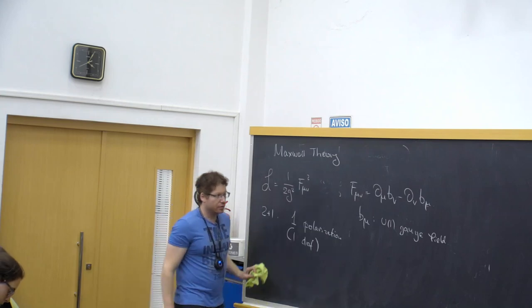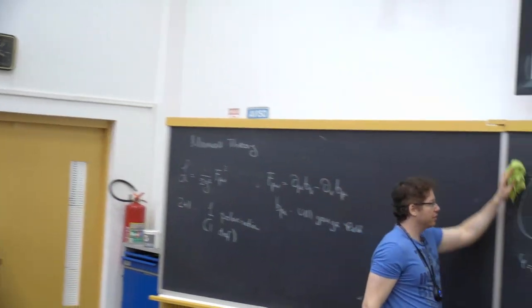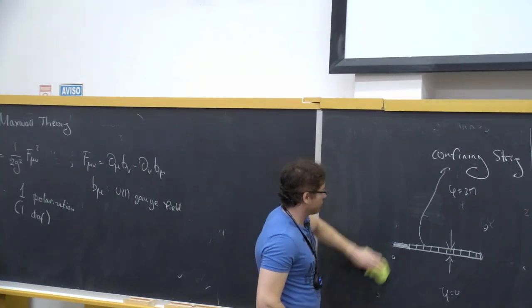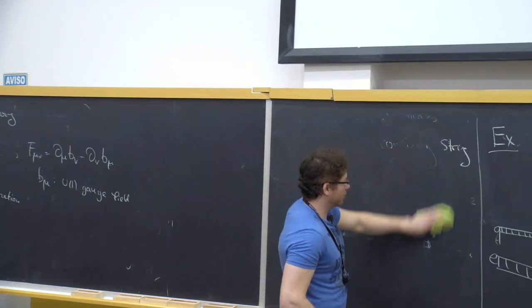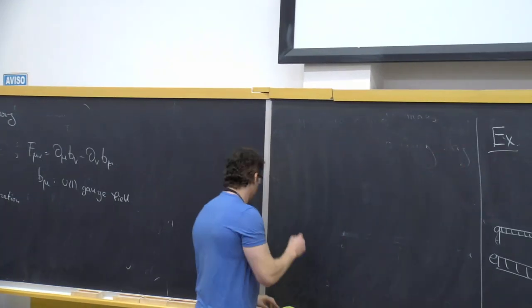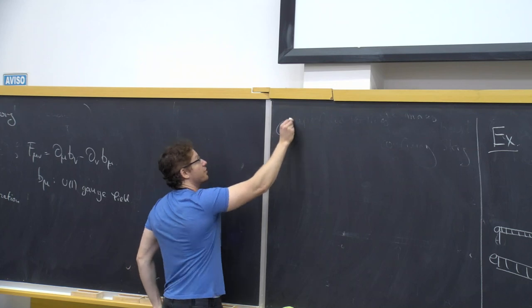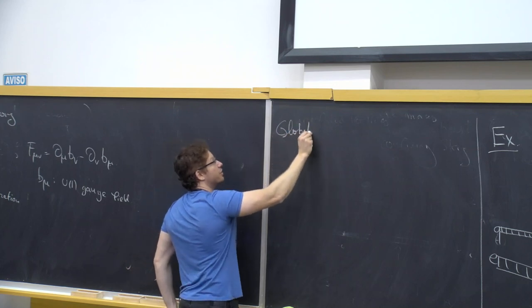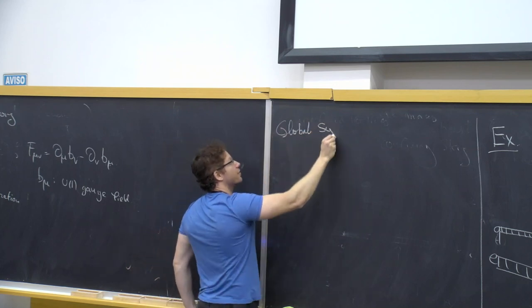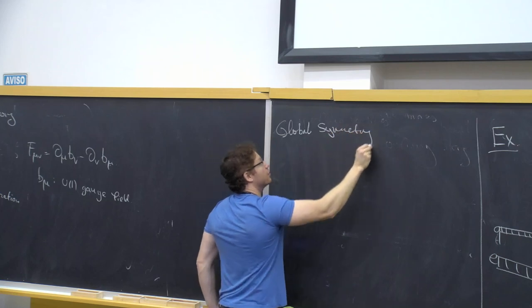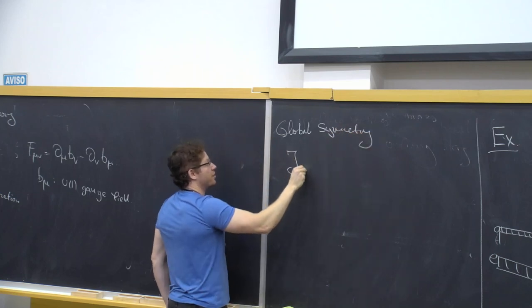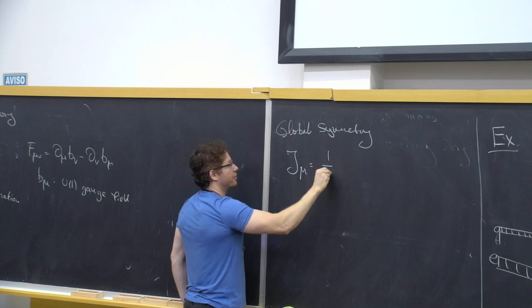But the truly different aspect from 3 plus 1 dimensions is that this theory has a global symmetry. So Maxwell theory in 3 plus 1 dimensions does not have any ordinary global symmetries, but this model does. So this model has a global symmetry with the following conserved current.